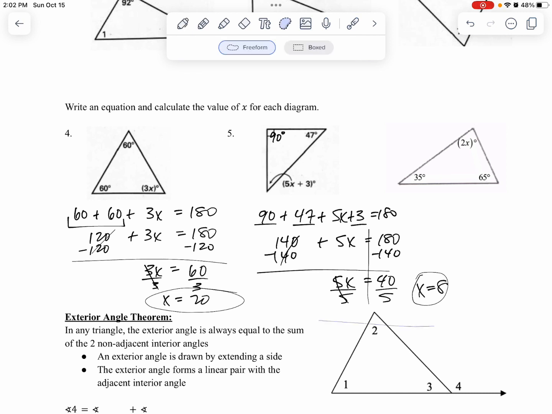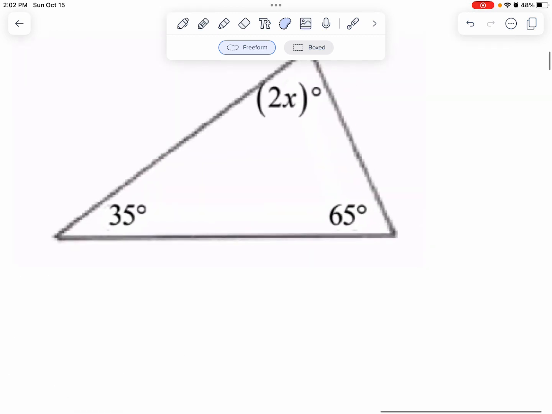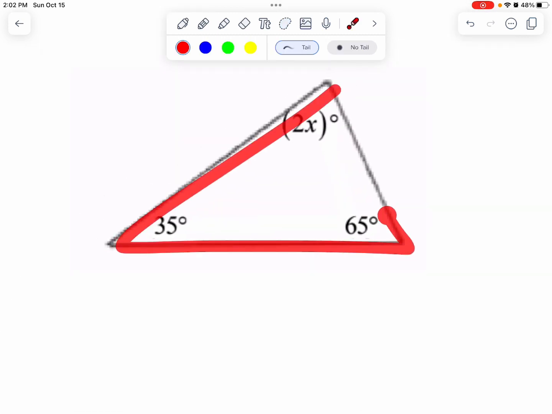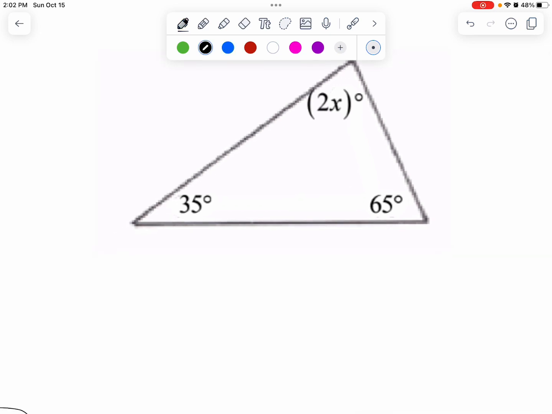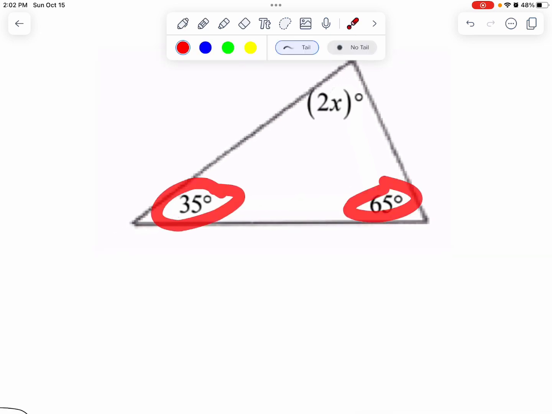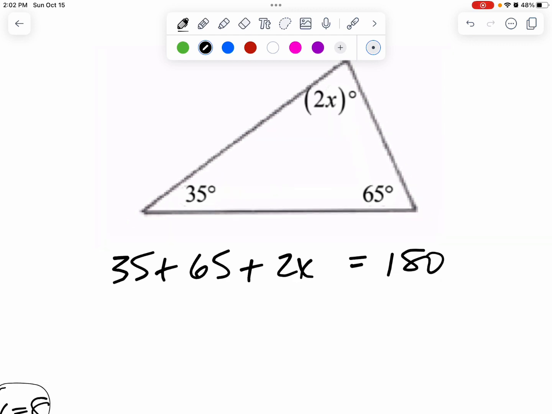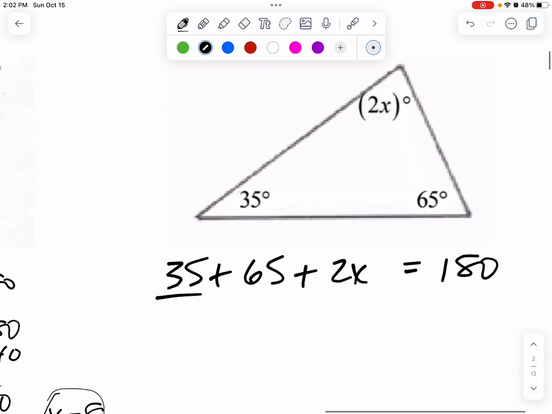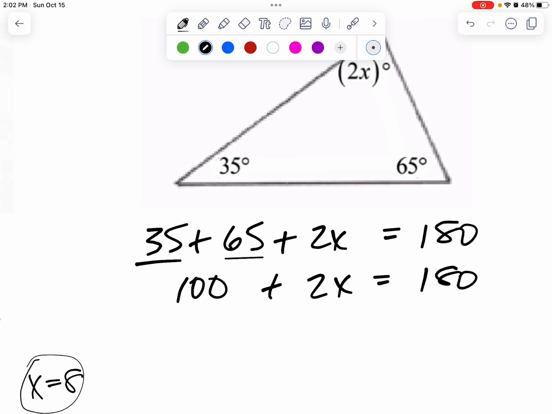Let me shrink this just a little bit since I'm running out of room. Let's try this last one here. I see a triangle. Every single triangle adds up to 180. I know you probably know exactly where I'm going with this, but I'm going to take these 3 angles, this one, this one, and this one, which is 35, 65, and 2x. And every single triangle, you guys, always adds up to 180, okay? I'm going to combine these like terms. 35 and 65, what does that make? 100. Plus 2x equals 180 degrees.